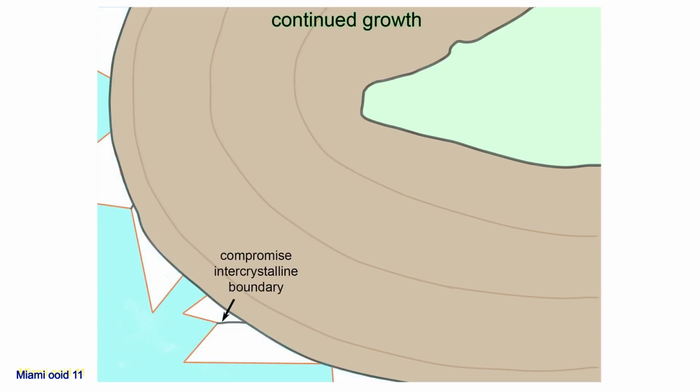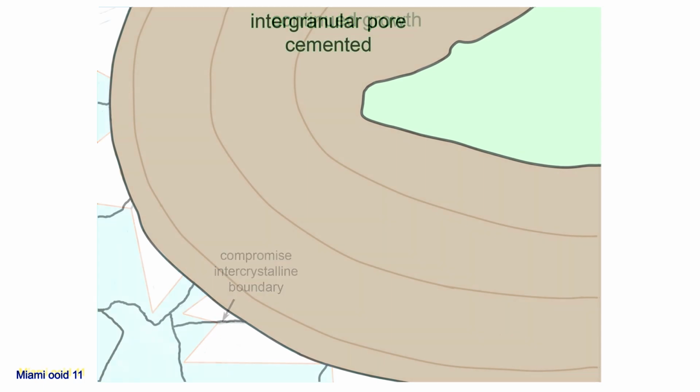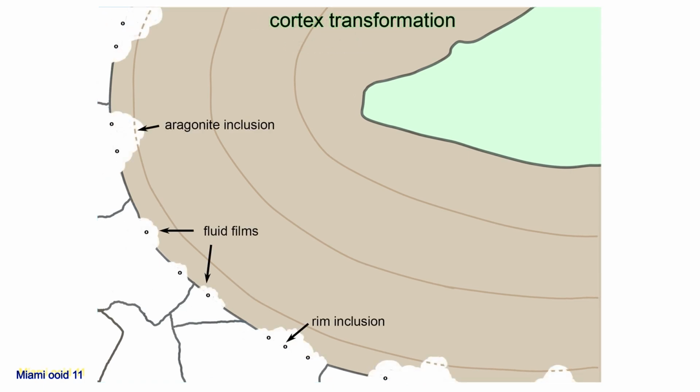Crystallization continues, and where adjacent crystals meet, compromised intercrystalline boundaries form. Cementation of the intergranular pore around ooid 11 is now complete. A different type of calcite now invades the cortex aragonite. It is pictured here, starting from one or more points on the base of each intergranular calcite crystal, but is just as likely to start along their whole surfaces.